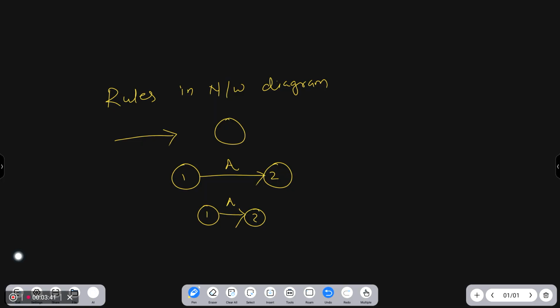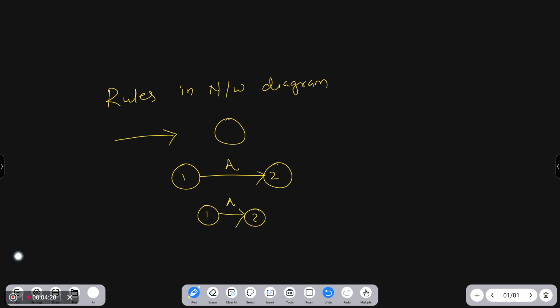Next, generally you have to number the events in ascending order. These are the basic rules you have to follow. The sequence and the representation of the network diagram, the arrows should be very proper, right?